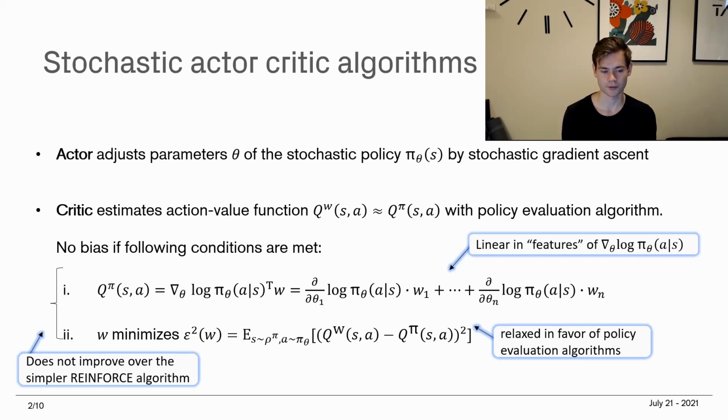However, it's kind of a surprising result because it does not improve over the reinforce algorithm if you do this. And the reinforce algorithm is a much simpler algorithm that doesn't even use the same framework. So normally this second criteria is relaxed in favor of policy evaluation algorithms. And so just because we have a bias doesn't mean necessarily that we're doing poor approximations of the quantity that we're trying to approximate.